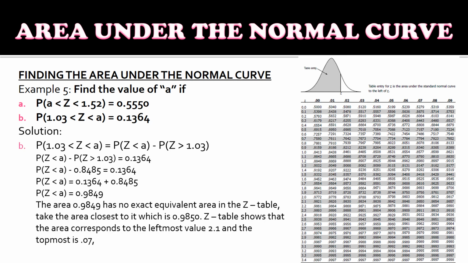The area 0.9849 has no exact equivalent area on the z-table, so we'll be getting the closest, which is 0.9850. We just have to trace the leftmost and the topmost value. So we have 2.1 and 0.07. Therefore, A equals 2.17.